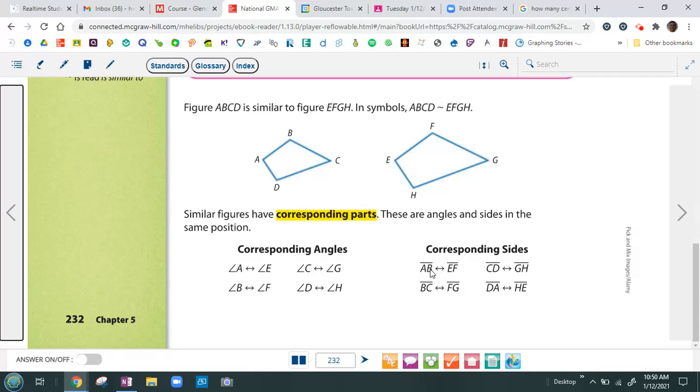So you couldn't say AB corresponds with FE. You have to say, if I put AB, I have to put EF. If I put BA, then I would have to put FE, right? If I reverse these two, I have to reverse these two because the corresponding letters have to be in the same position in the name.